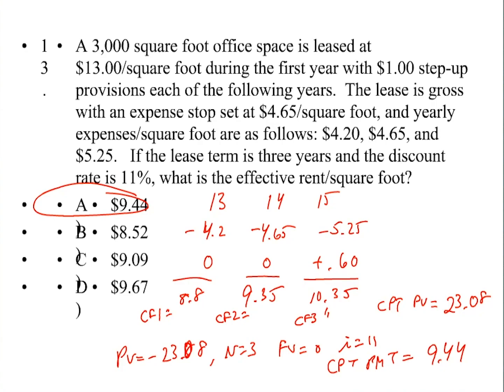Now, the effective rent is just what would be the equal annuity payment, the annual payment that's the same for those 3 years that would equal a present value of $23.08. So we set the present value equal to $23.08, n is equal to 3, future value is 0, 11% still our interest rate, and we compute the payment, and we'd see that it's $9.43. So $9.43, same payment at the end of the first year, second year, and third year. If we took the present value of that at 11%, it would equal $23.08. So that's our effective rent for this lease.